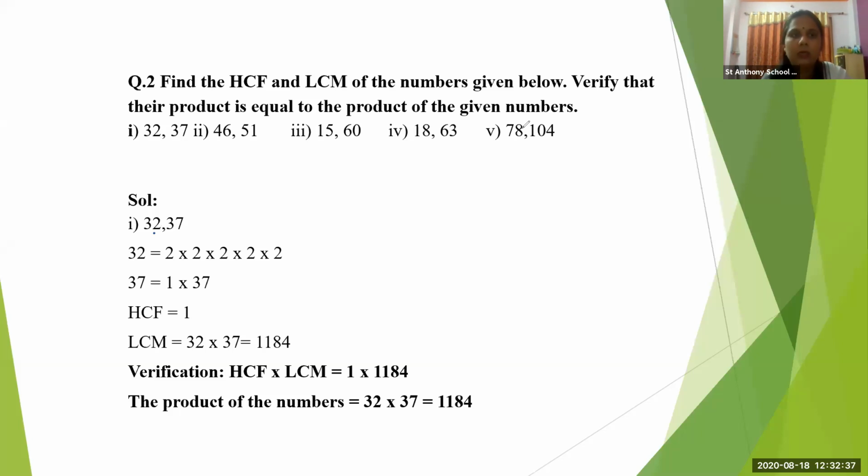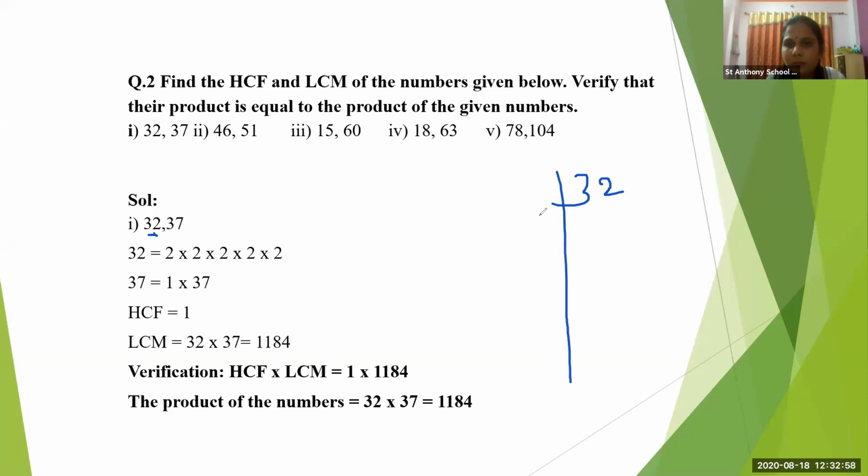Now the question is, find the HCF and LCM of the numbers given below and verify that their product is equal to the product of the given numbers. Nothing else is there in this question. See, what we are going to do is find the factors of 32. हमको factors find out करना है 32 के. Like for example, we'll find the factors of 32.